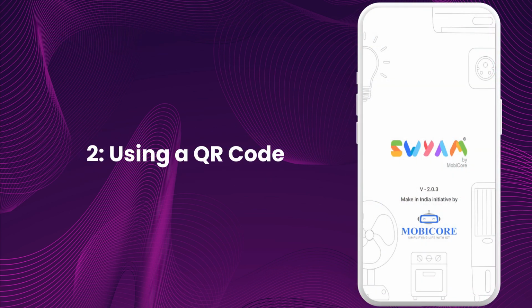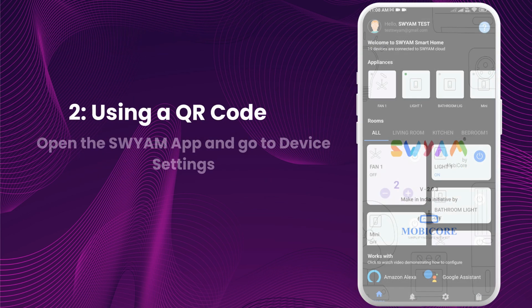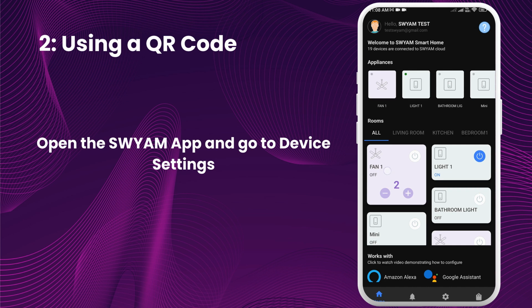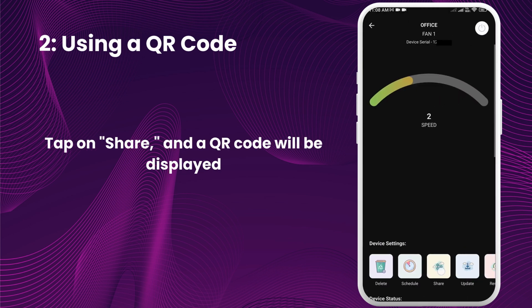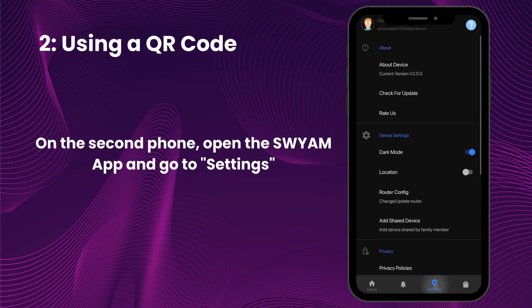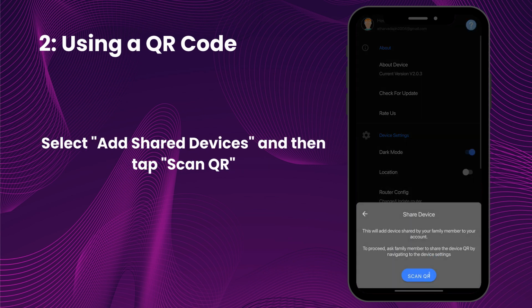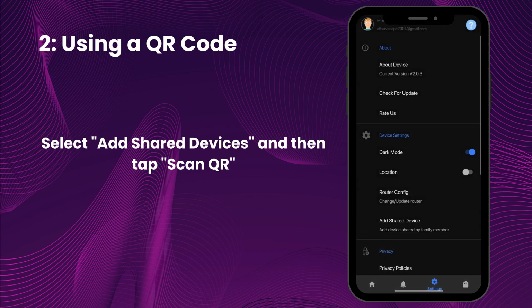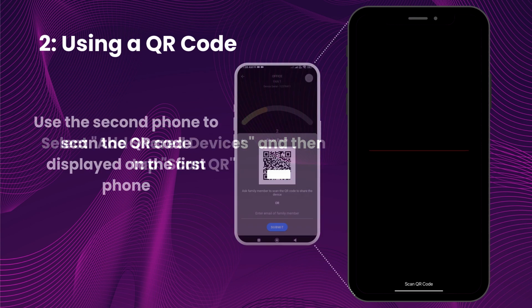Method 2, share via QR code. Open the SWYAM app and go to Device Settings. Tap on Share, and a QR code will be displayed. On the second phone, open the SWYAM app and go to Settings. Select Add Shared Devices, and then tap Scan QR.